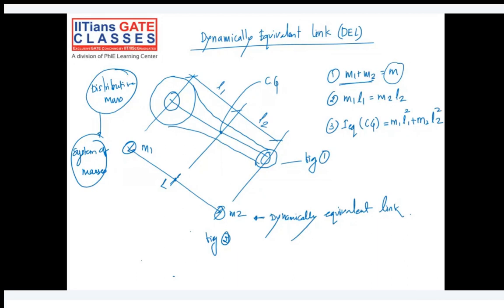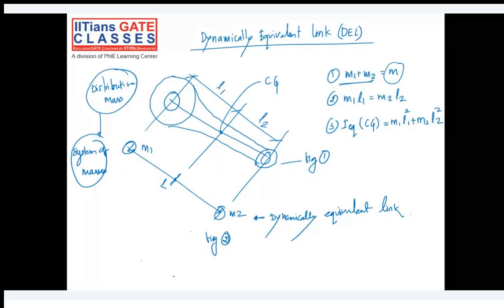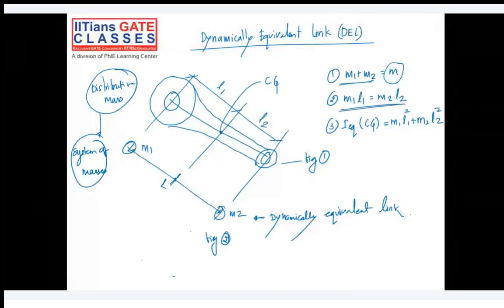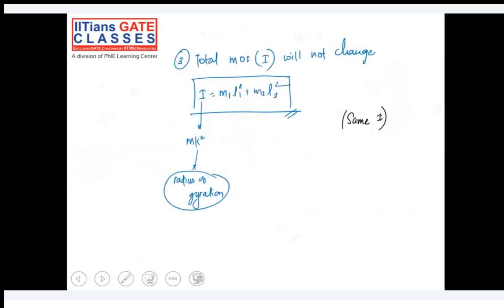The second criterion is m1 l1 equal to m2 l2. The meaning of this is the center of gravity (CG) should not change. Whatever moment the m1 mass and the m2 mass generate about the CG, before and after should remain the same. So ultimately the meaning of this is that the center of gravity should not change. And third is the moment of inertia I is the same. Total moment of inertia will not change.